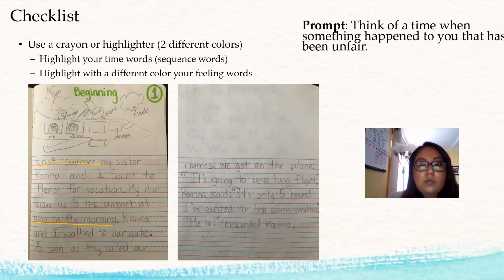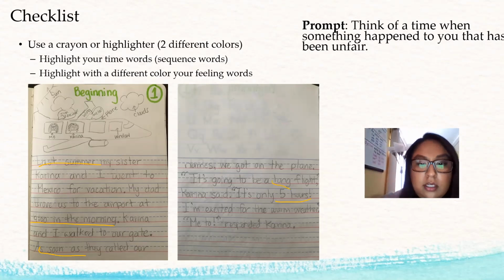Karina and I walked to our gate. As soon as they called our names, we got on the plane. "It's going to be a long flight," Karina said. "It's only 5 hours. I'm excited for the warm weather." "Me too," responded Karina. Well, here we have 5 hours. The airplane flight was 5 hours, and she used the word long to express the amount of time that we're going to be up in the air. So, underlined in yellow are all of my sequencing words or all of my time words.